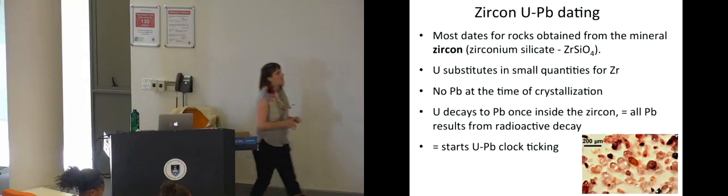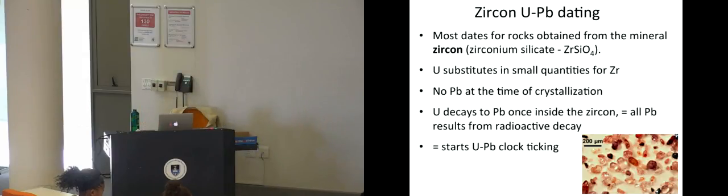And so what we need to do is find a mineral in a rock, one of the minerals making up a rock, that is a very good tracker for uranium and lead. The best mineral to use is zircon. Zircon is a zirconium silicate, ZrSiO4. These are small, resistant minerals. They're very common constituents in rocks.